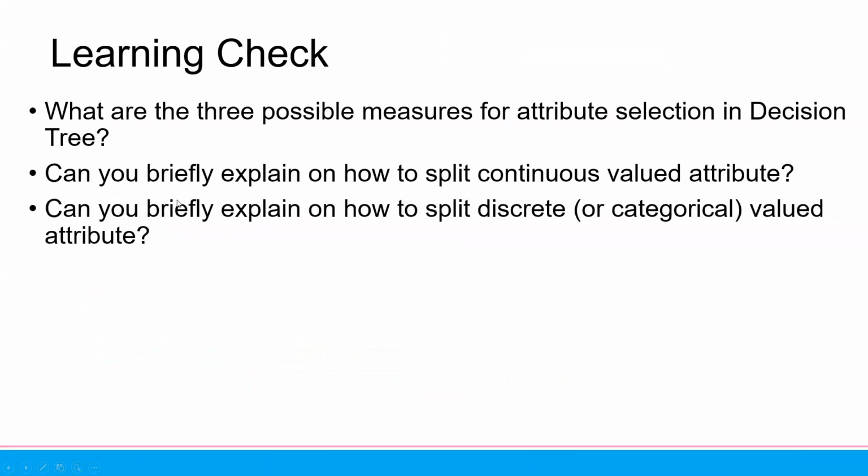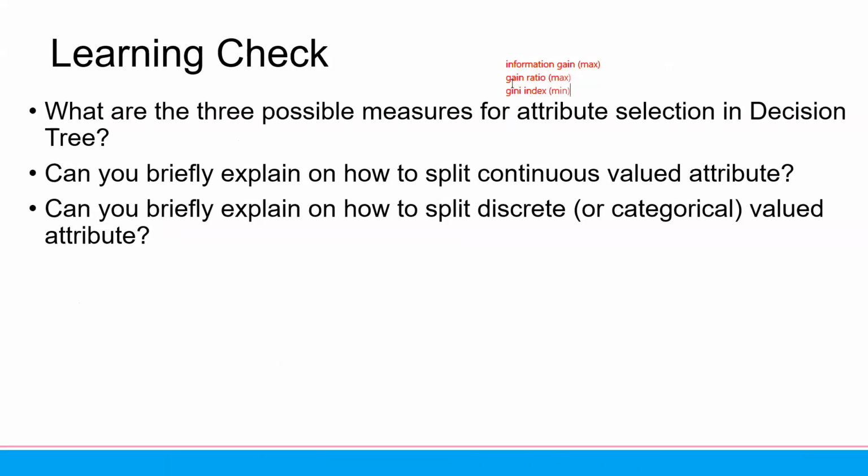Okay, learning check. What are the 3 possible methods for attribute selection in the decision tree? We have information gain, we have gain ratio, we have Gini index. For the information gain, we need to get the maximum value. For the gain ratio, we need to get the maximum value. For the Gini index, we need to get the minimum value.